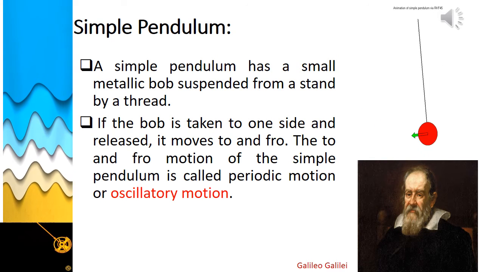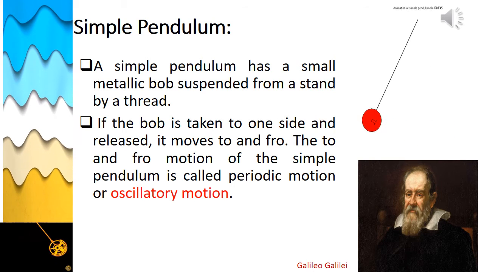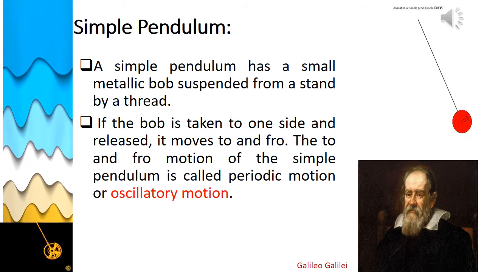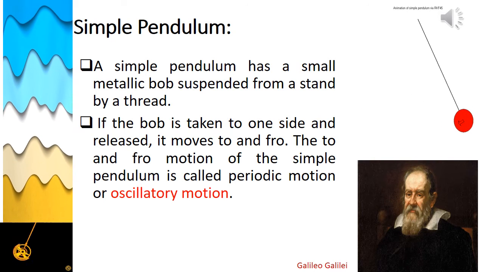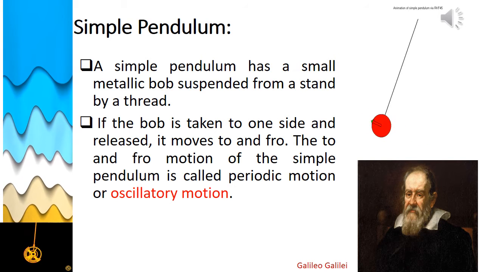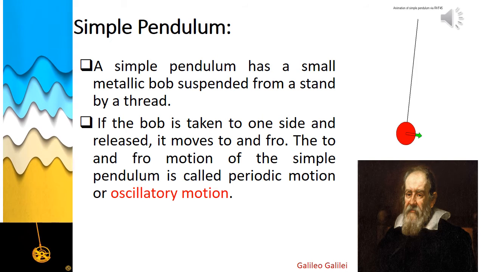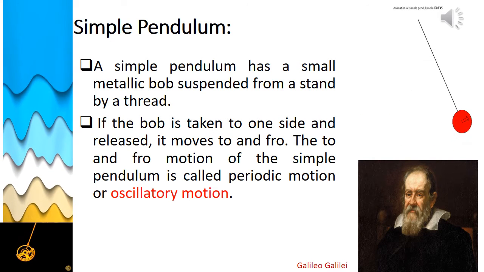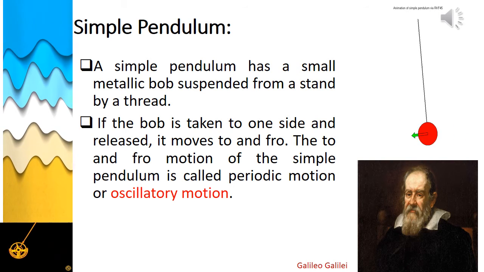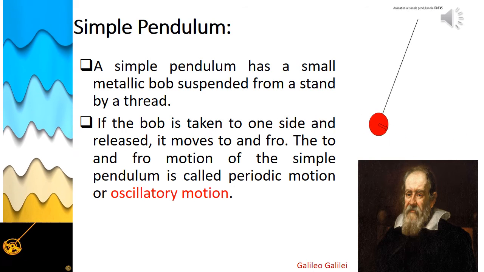It is believed that once Galileo was sitting in a church at Pisa, that is in Italy. There he saw a chandelier hanging from the ceiling with a long chain swinging slowly. There was no watch or clock at that time to measure time. So Galileo timed the oscillations by counting the beats of his pulse.